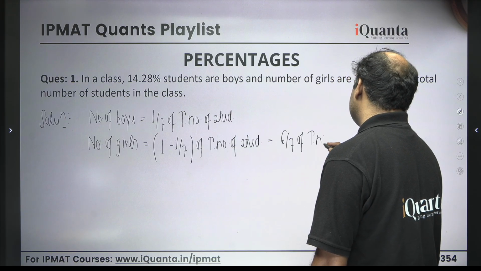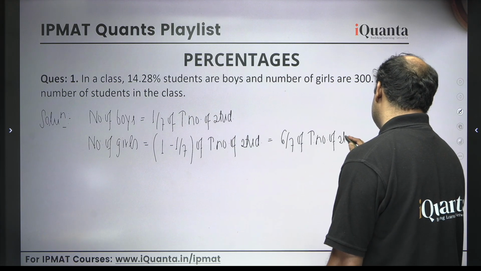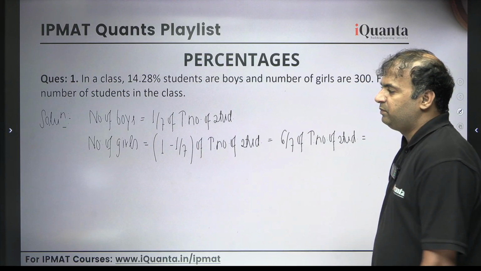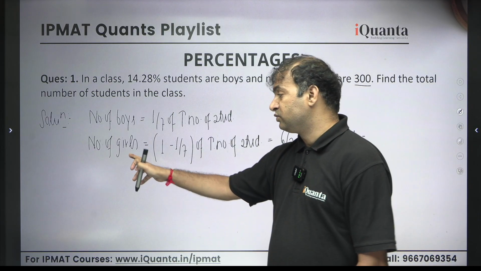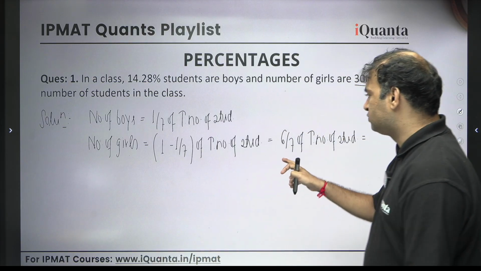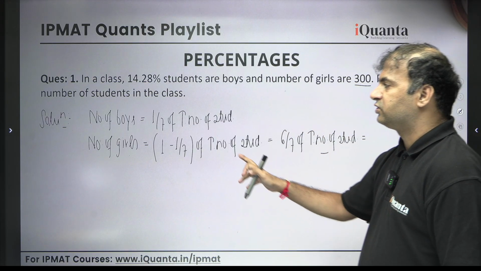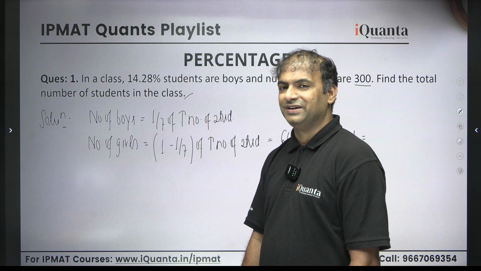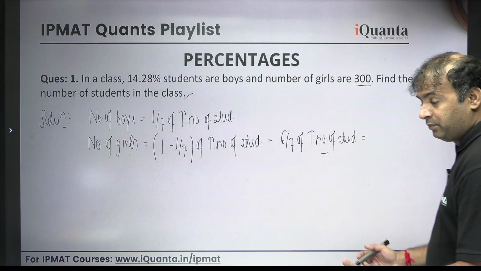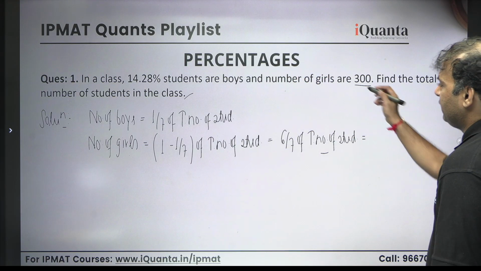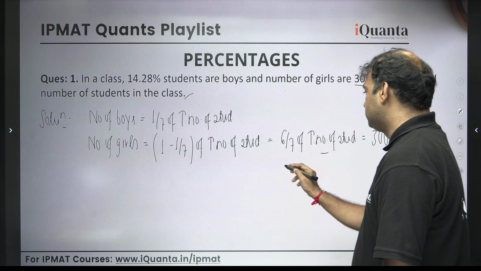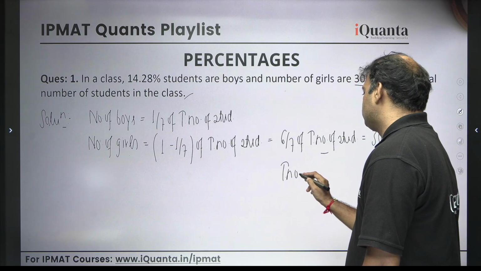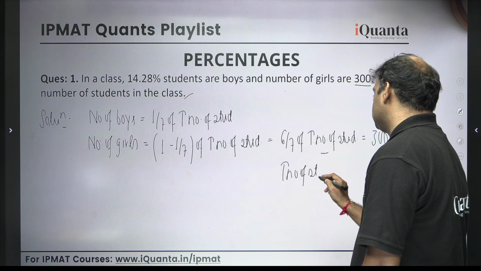Now guys, the good thing is that we know the total number of girls. That is why we were doing this, because the number of girls is given. That's why we were finding the number of girls with respect to the total number of students, because the ultimate question is to find the total number of students. So that was an approach, that was a strategy. Now, writing the number of girls, which is 300, we can say the total number of students has to be 300 into 7 by 6, simple.